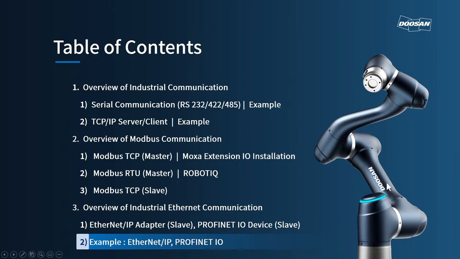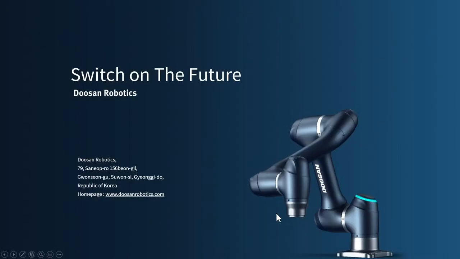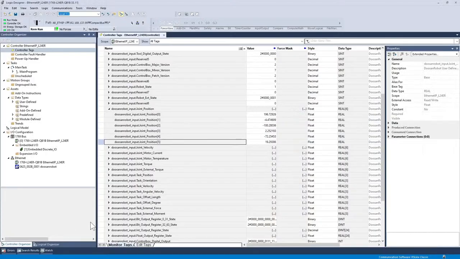Now I want to show you an example about Ethernet IP. If you want to check a detailed example, you can see this URL, or log in to RoboLab and find the online training course. On that page you can see the same video, Ethernet IP and PROFINET. And now I want to show you the Studio 5000 program. That program is for Ethernet IP.